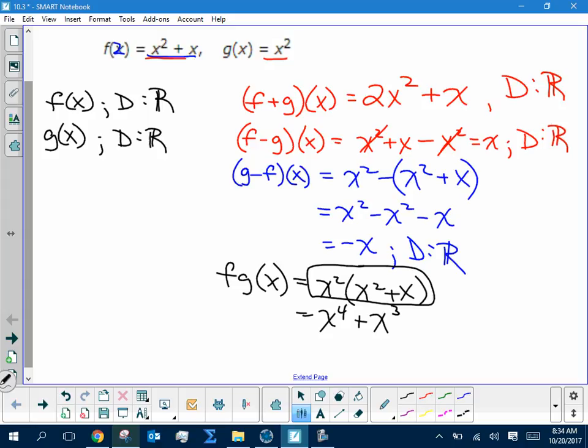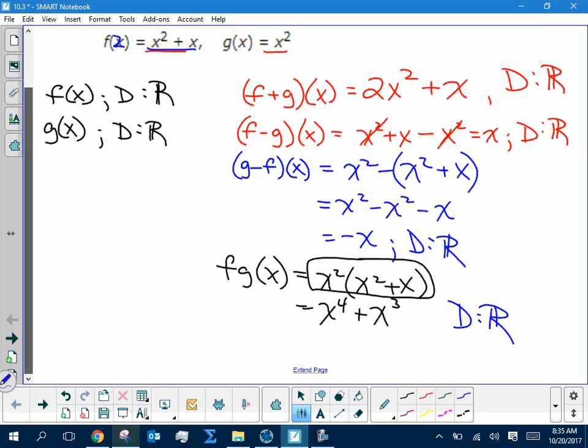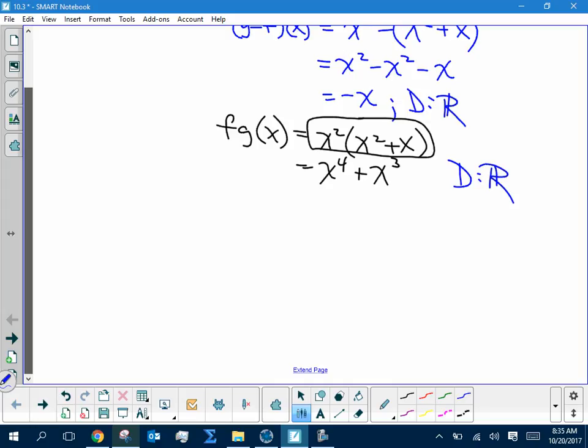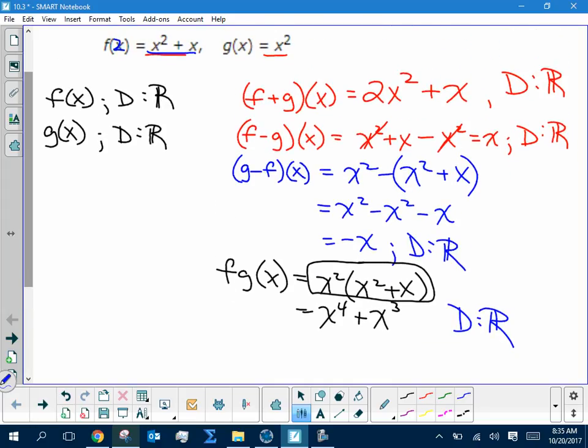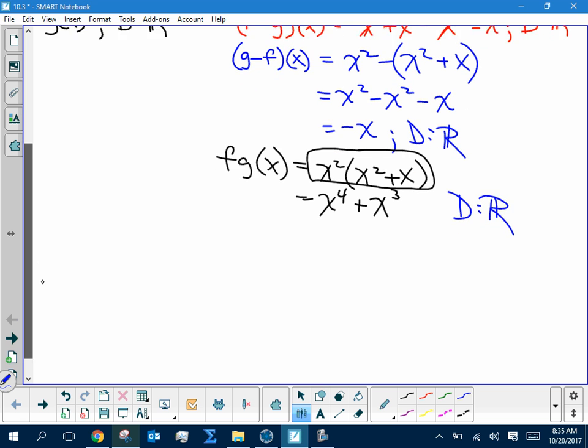And really factoring out x here and getting x cubed times x plus 1 will actually be a little bit better than what we currently have. But again, I think it'll accept either one of those. And then domain again, all real numbers. Okay, the domain of all of these things, with the exception of the division, are the same as the first domain that you found with f plus g.